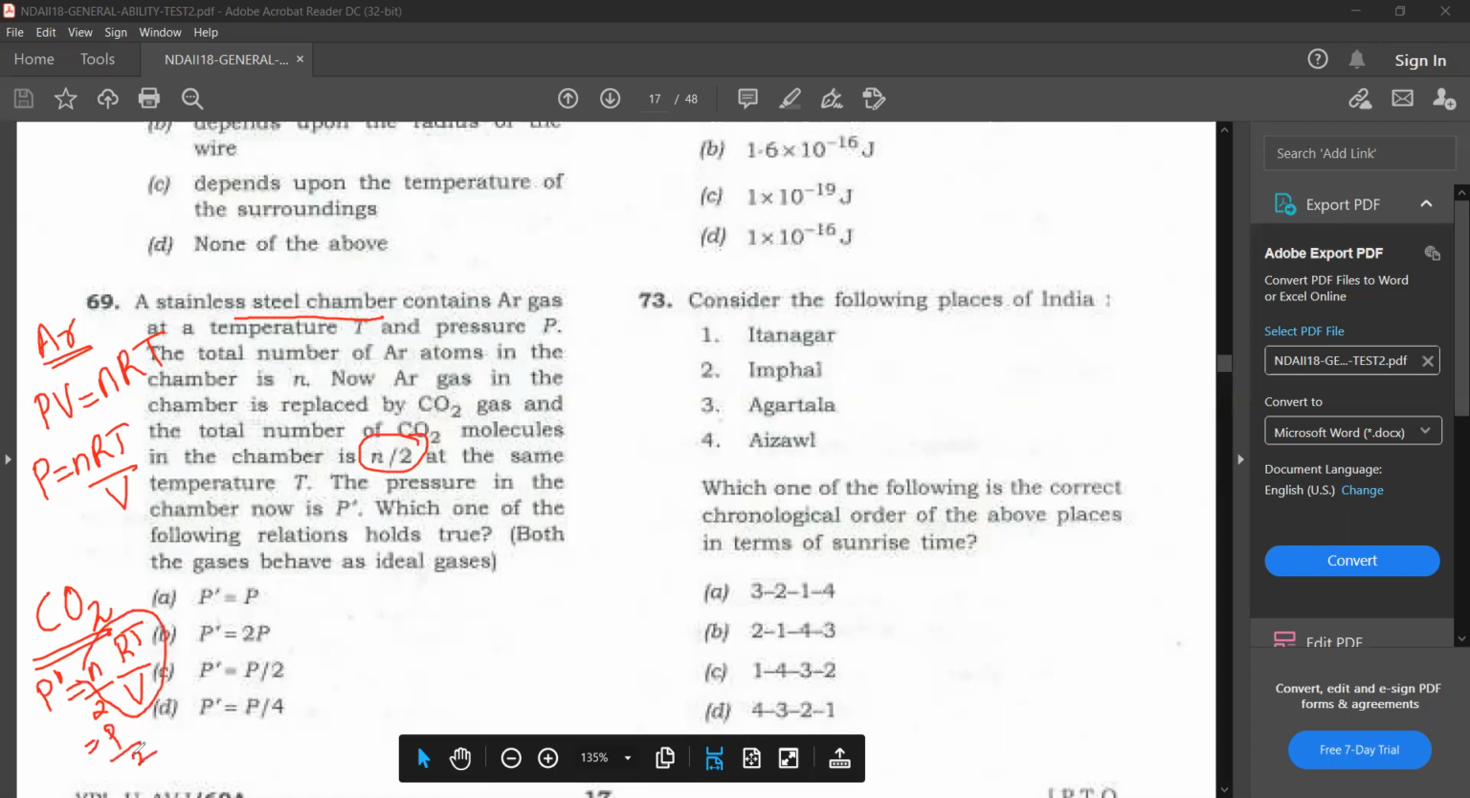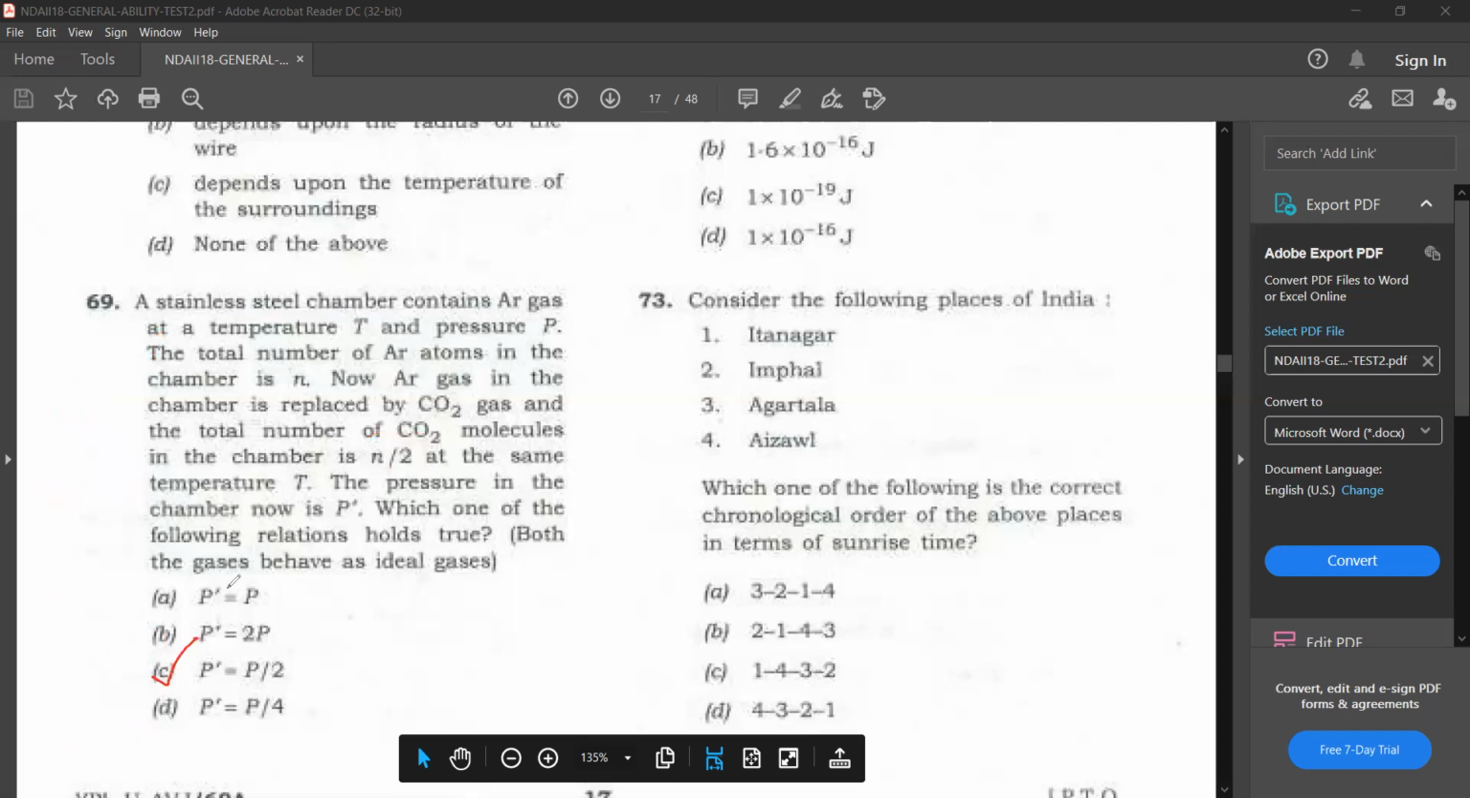So P divided by 2. So P dash is equal to P by 2. That is the correct option, so that is option C. Option C, P dash is equal to P by 2.